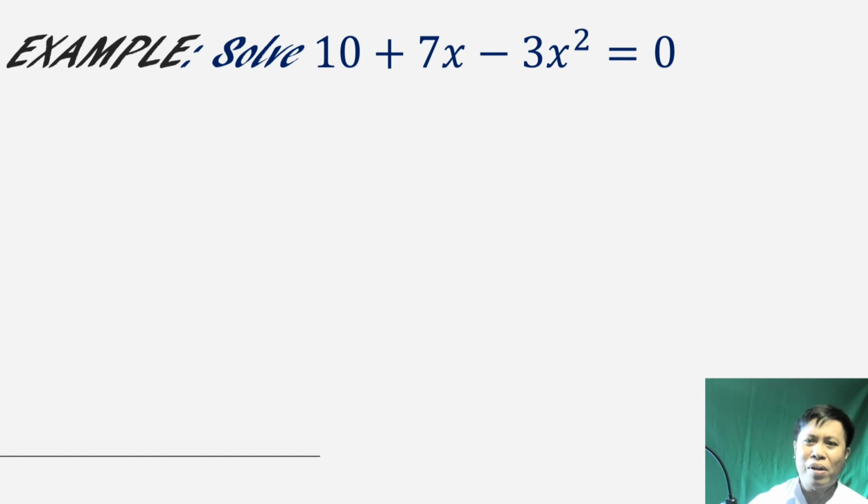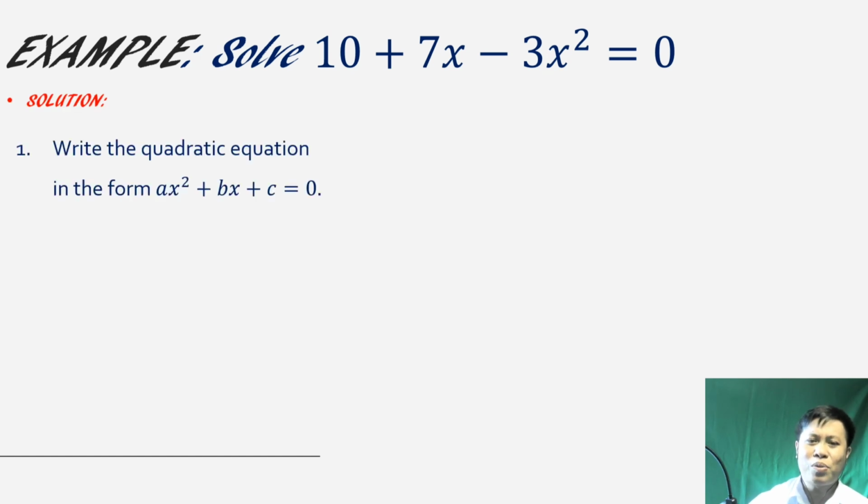Solve 10 plus 7x minus 3x squared equals 0. Okay? So first we have to write this in standard form. So we simply rearrange the terms. So the negative 3x squared comes first, followed by 7x, followed by 10 equals 0.